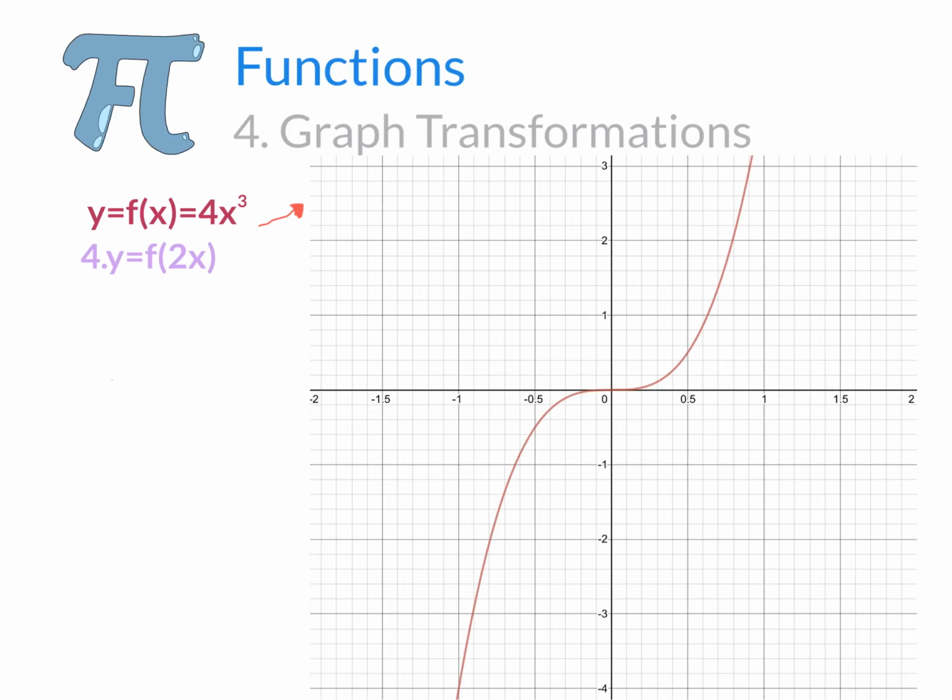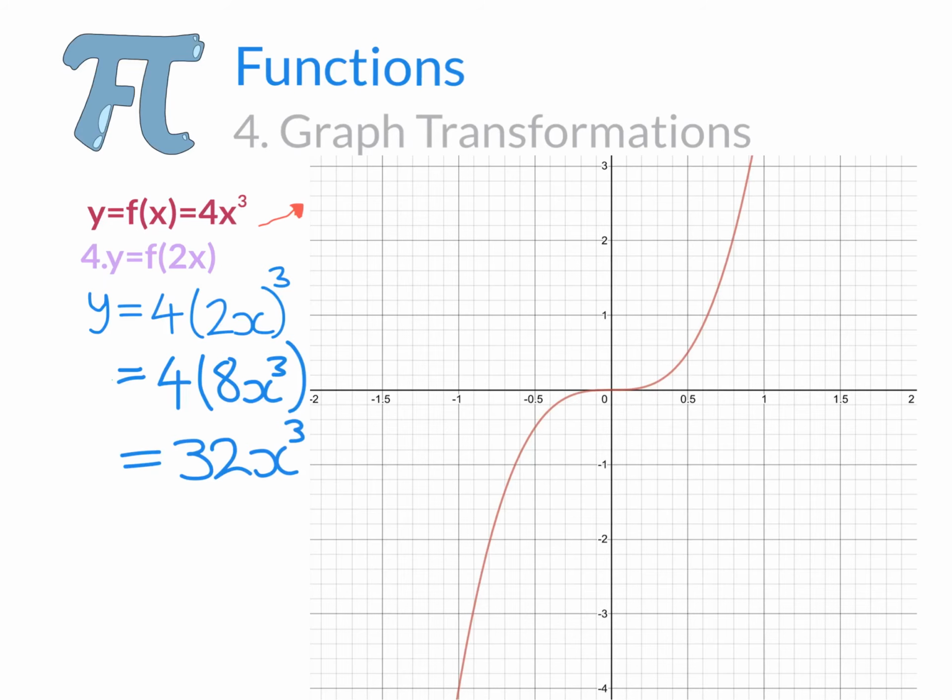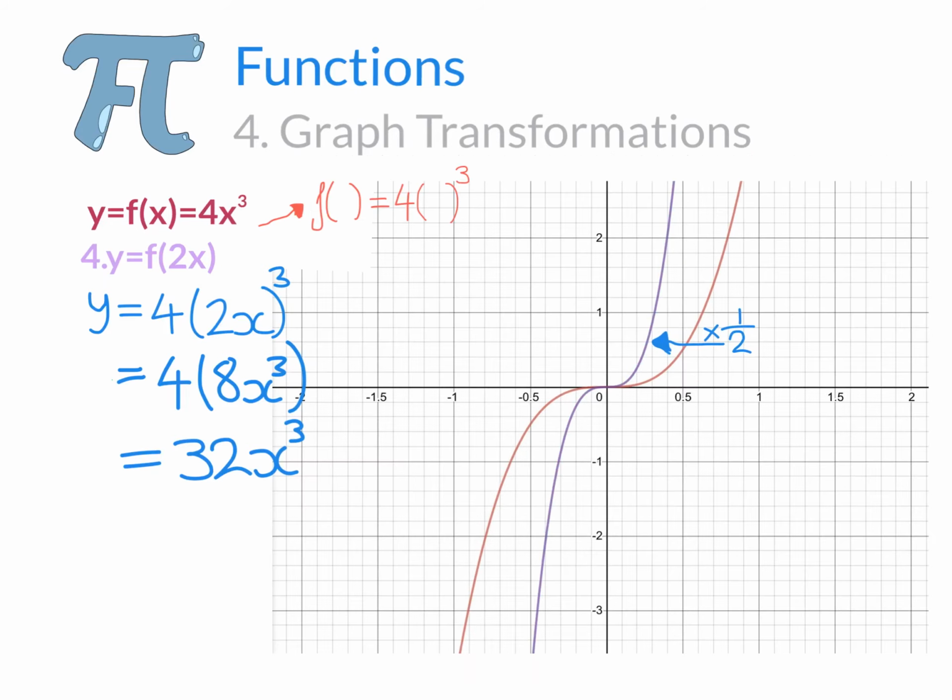For question 4, we put 2x into the argument of f, which we can write as 32x cubed. To sketch it, we stretch the original by a factor of half along the x-axis.